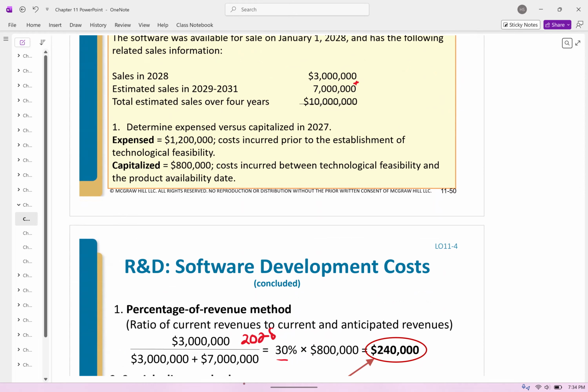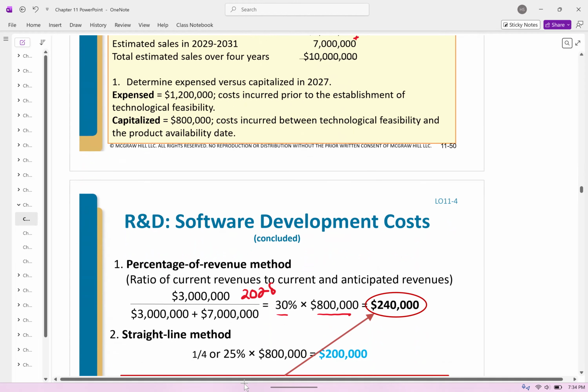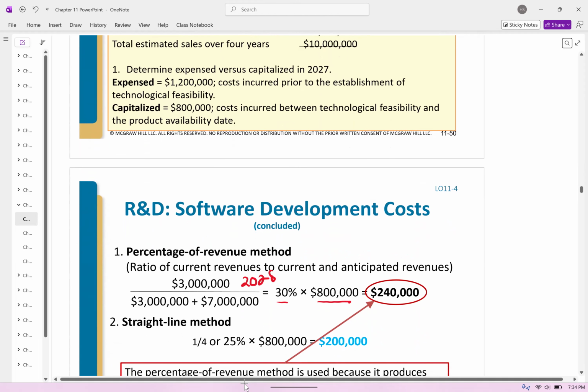That means 30%, the percentage of revenue method, then multiply that times the 800,000, because that's all that we capitalized, gives us 240,000. So now let's look at the straight line. If we take the 800,000 and divide it by 4 years, or multiply it times 25%, is exactly the same thing. You get 200,000. Okay. They want you to take the higher of the two.